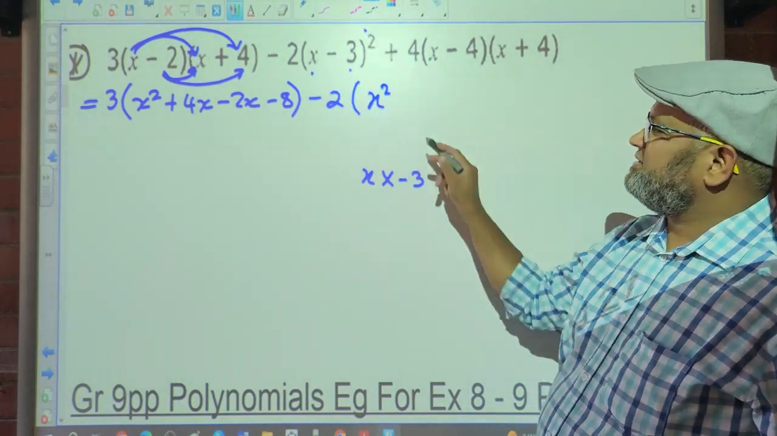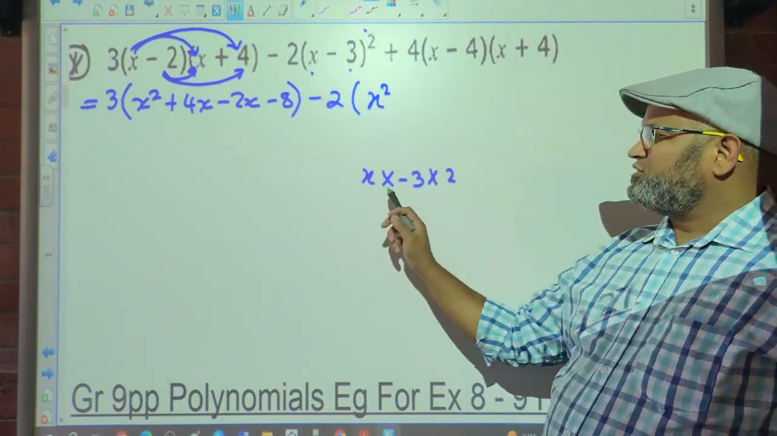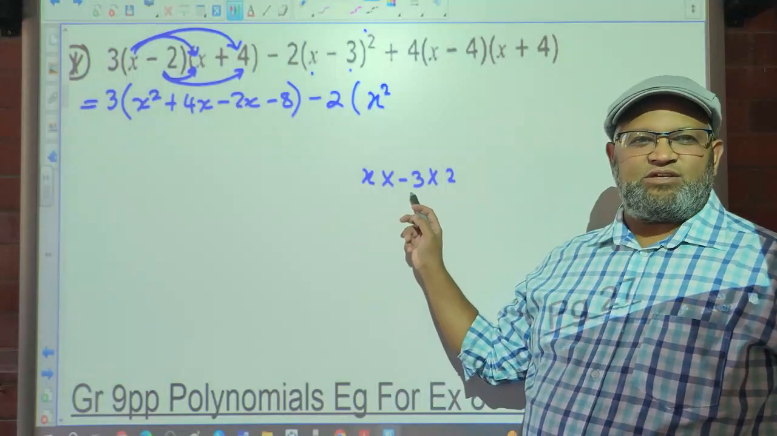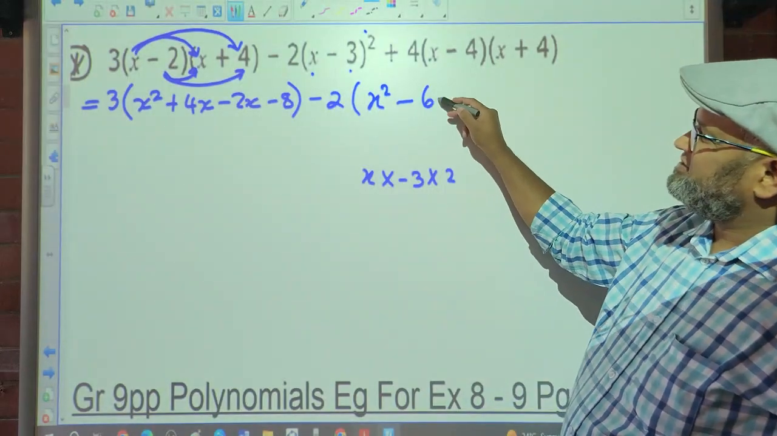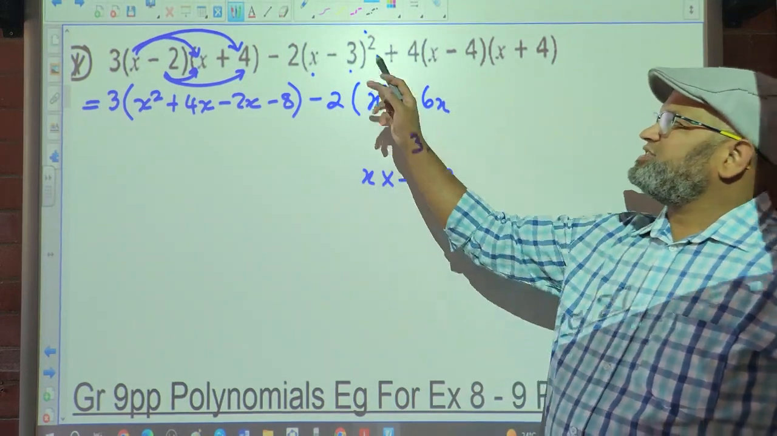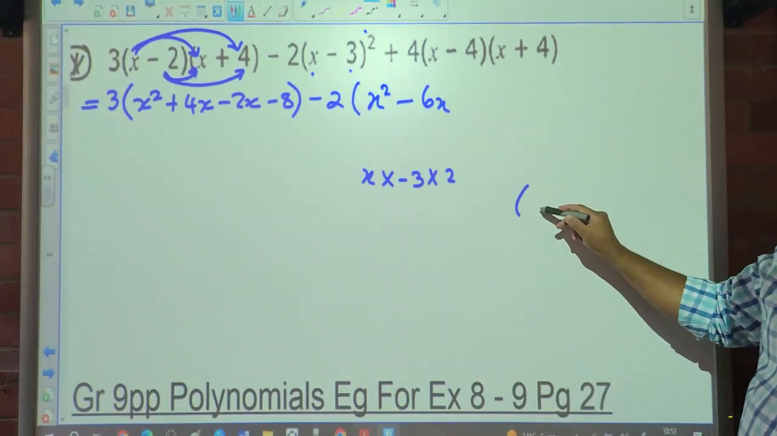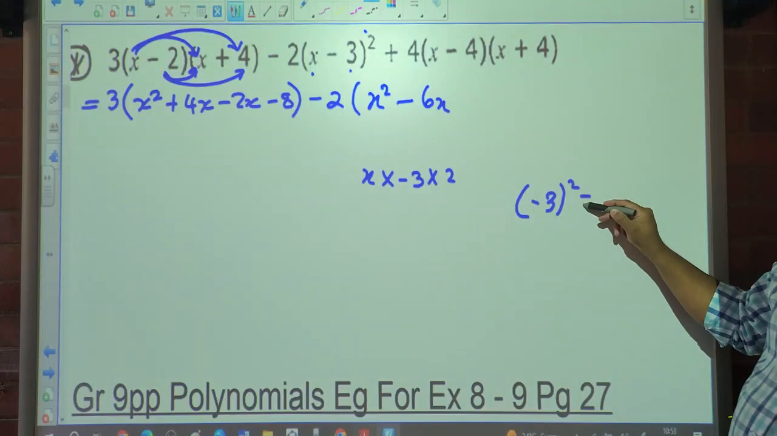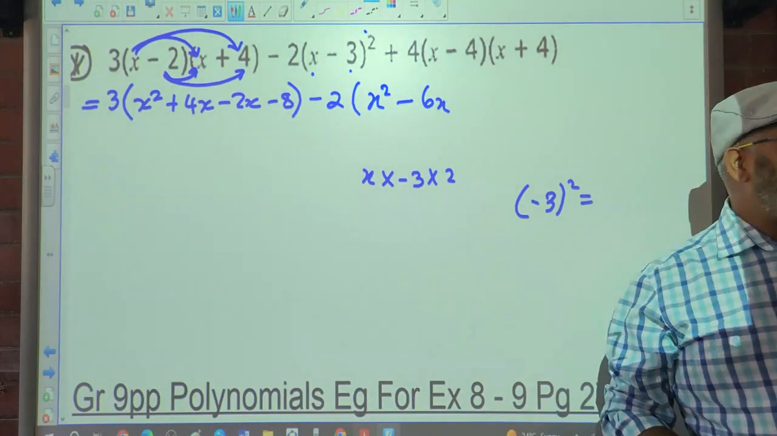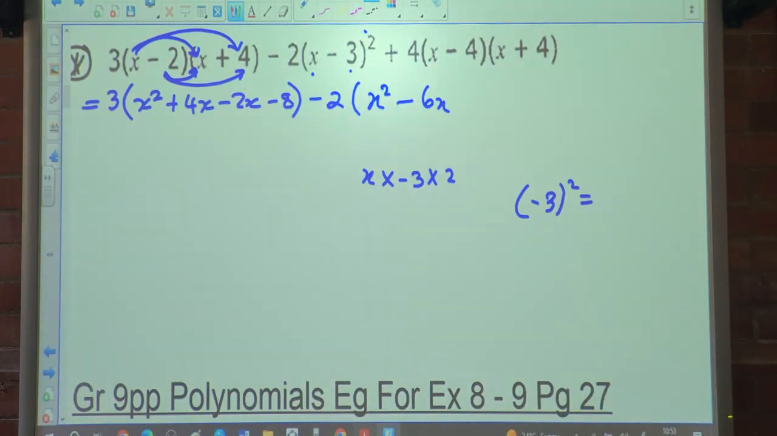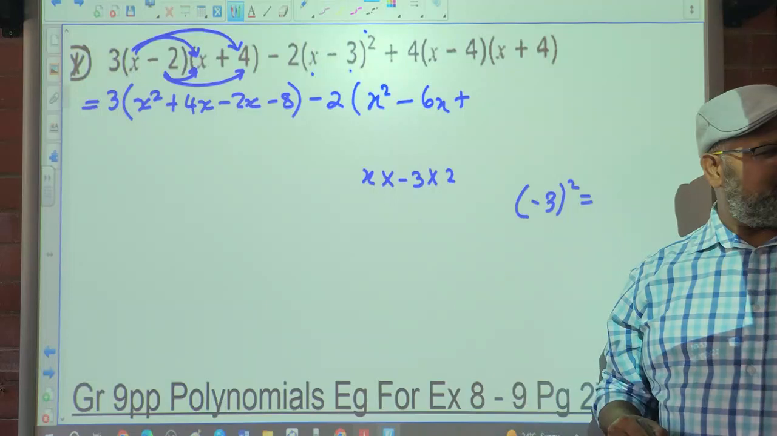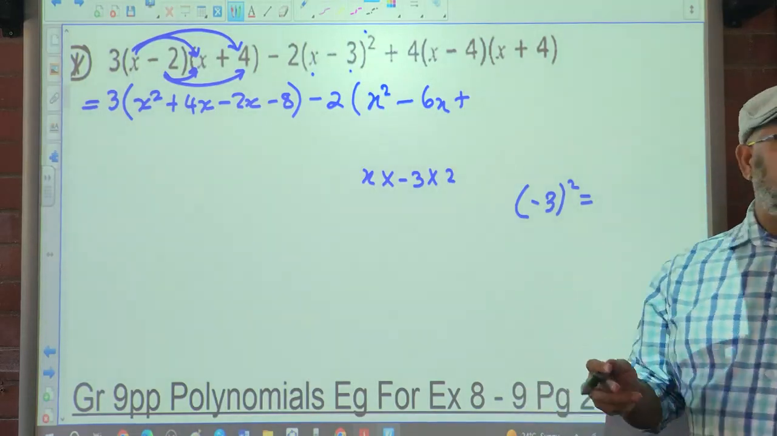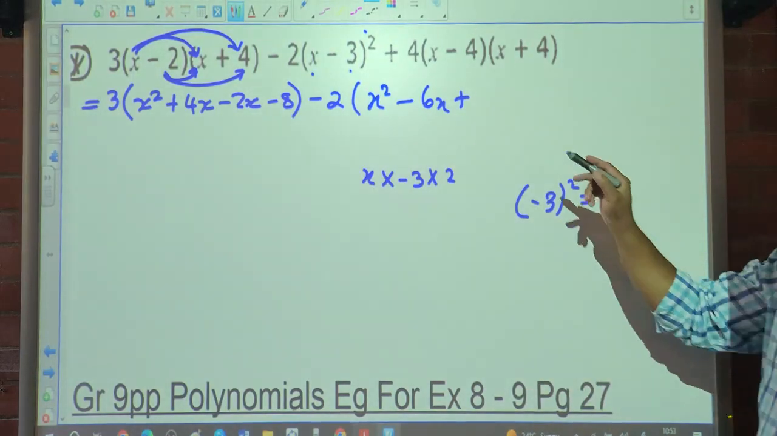First term times the second term times 2. So what is x multiplied by negative 3 multiplied by 2? Negative 6x. What's negative 3 all squared? Negative 3 squared, in other words, it will be negative 3 times negative 3, which is? Negative times negative? Positive, yes.